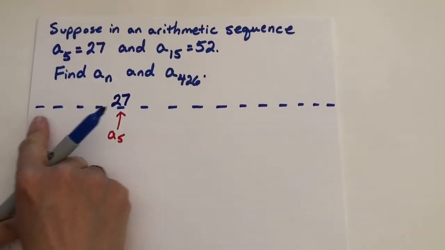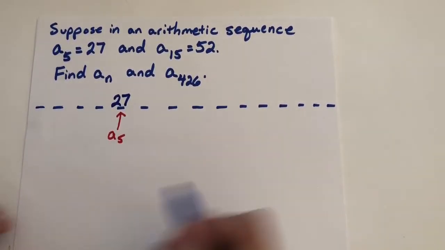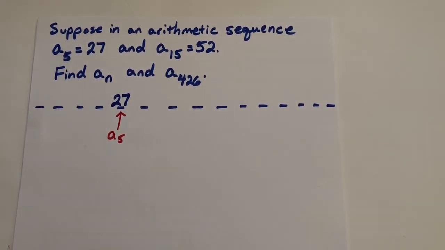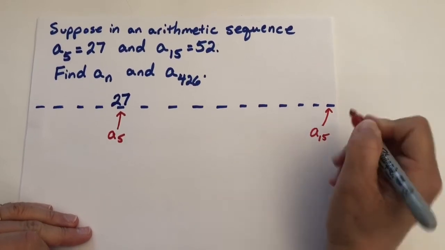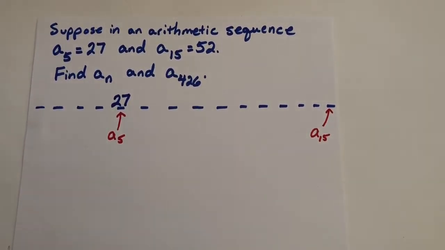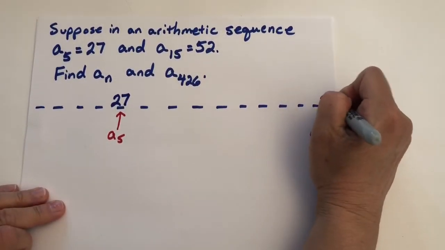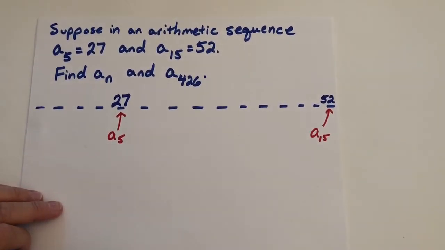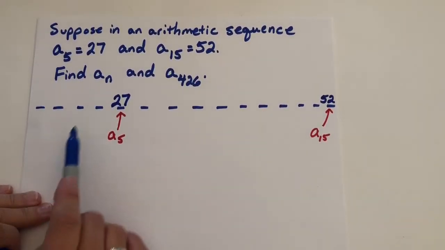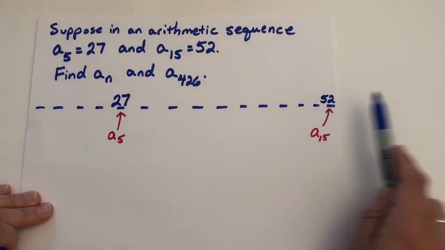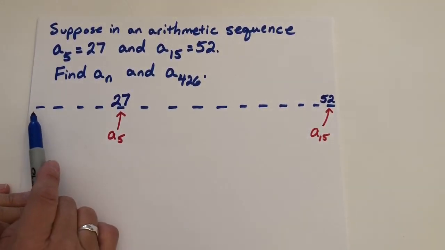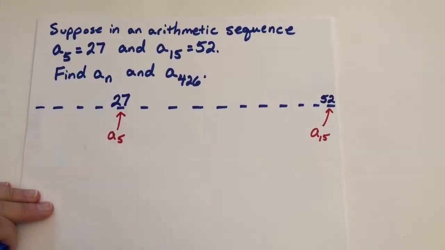Right? We have a list of numbers. And this 15th term right here is 52. And our task is to come up with the formula that represents the nth term, so we could find any term in the sequence, starting with the first term and going however high we would like.